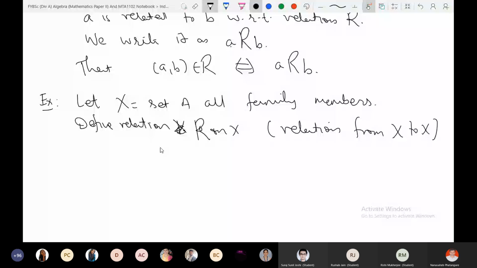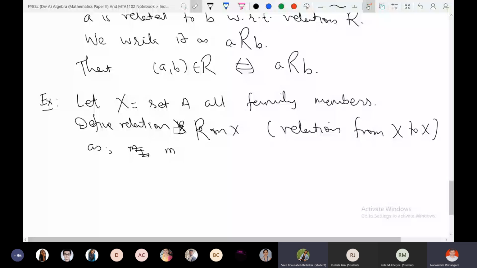So define relation R on set X. What are the members of my set X? Family members, right? You can imagine your family.